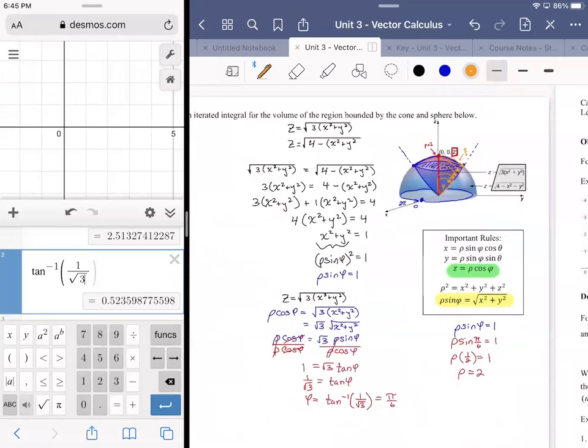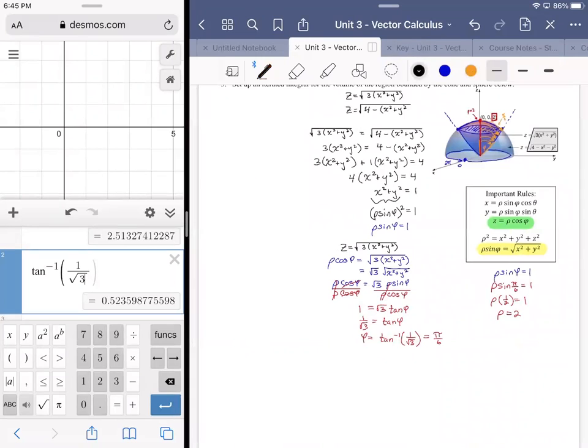We just have to set up our triple integral, right? So triple integral, rho squared sine phi, d rho d phi d theta, going from 0 to 2 for rho, 0 to pi over 6 for phi, and 0 to 2 pi for theta.